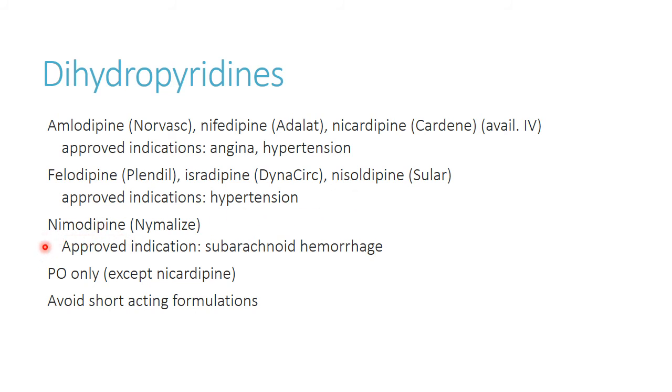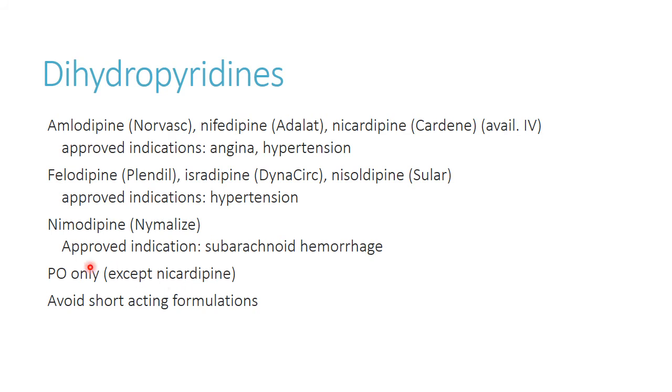Nimodipine, this one's kind of interesting. We use this in the neuro ICU for subarachnoid hemorrhage. This has some effects on cerebral blood flow. Most of these are going to be PO only, except for nicardipine. This is actually one we can use as an IV drip to help control hypertension for some of our more severe patients.